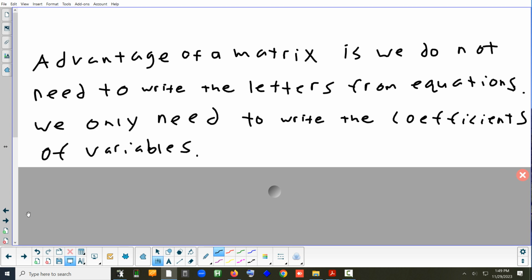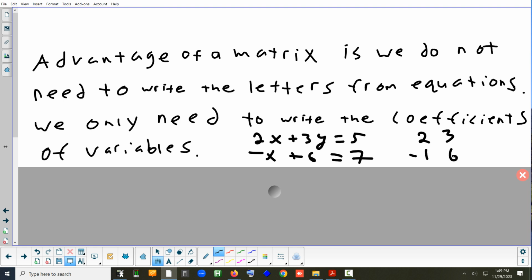Okay, so all you have to do is write down coefficients. So if you had an equation like 2x plus 3y equals 5, negative x plus 6y equals 7. If you were going to write that as a matrix, all you do is write 2, 3, negative 1, 6. That's the left side. Put a vertical line. That's what separates the left from the right. 5, 7. So when you have to keep rewriting this a lot, that's a lot shorter.